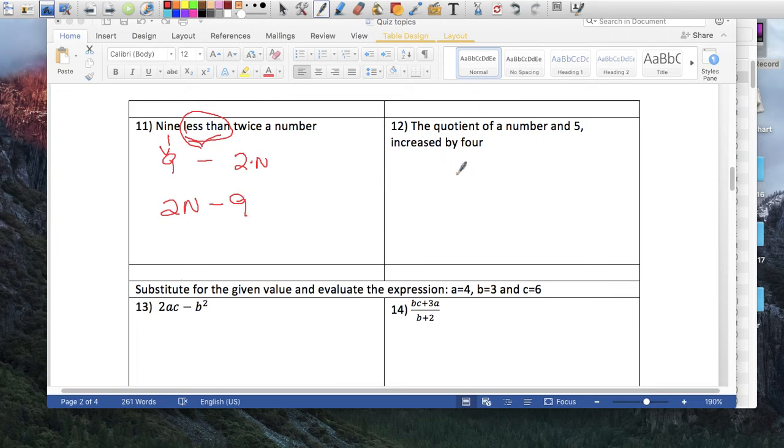12. Notice that in this one I'm doing everything. The quotient of a number and 5. Quotient is division. So remember I told you I'd like you to use a fraction as division. Okay, we're using a fraction. So the quotient of a number and 5, increased, which is plus, by 4. Okay.